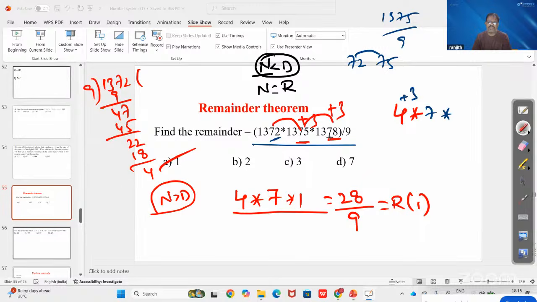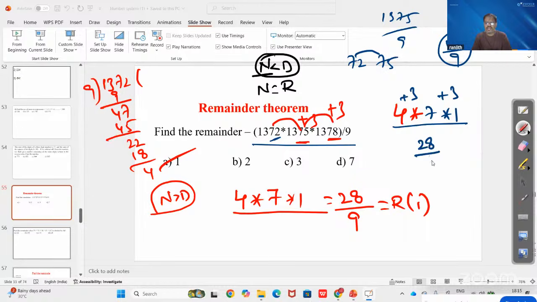And the next will be equal to 75 to 78. So difference is plus 3. 7 plus 3 equal to 10. 10 is more than 9. So we need to divide 10 by 9. Remainder will be equal to 1. 4 sevens are 28. 28 is more than denominator.